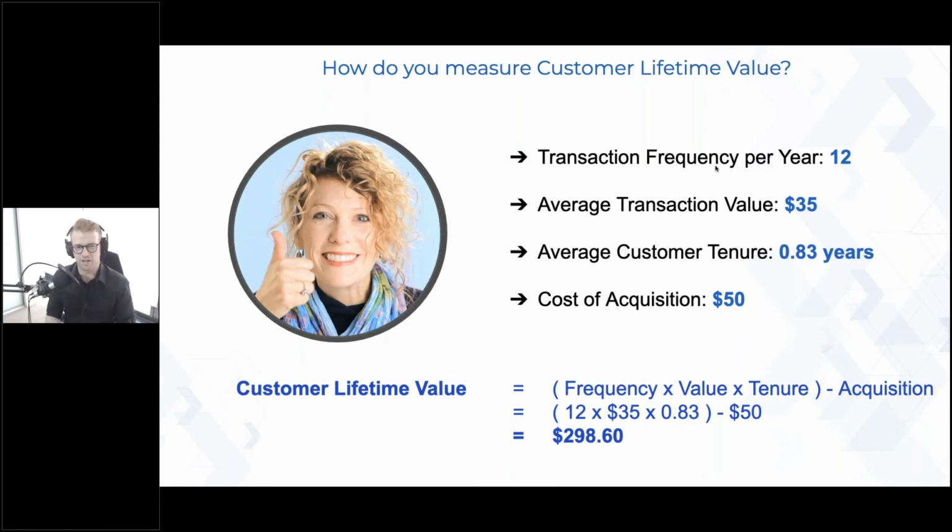Transaction frequency per year, 12. It's a subscription, so obviously there's 12. Average value is $35. That's the average subscription for the sampler wine kit. Average customer tenure, 0.83 years. This is what Paul was saying, that it's about 10 months that someone stays with them, and then they attrit. And then cost of acquisition, about $50 per customer.